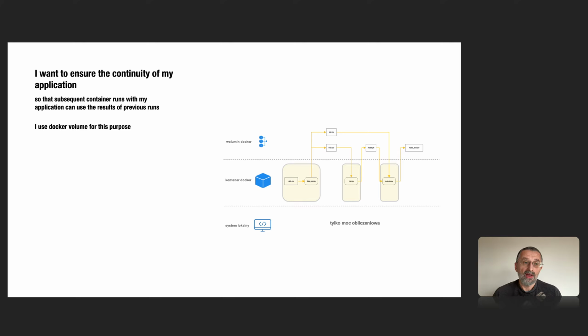universal. Next, you wanna ensure the continuity of your application. So that subsequent container runs with your application can use the results of previous runs. So you can use Docker volume for this. So you may have a local system, you may have a container, and external volumes, so you can interchange the data between those environments. So you have a continuity of your application.